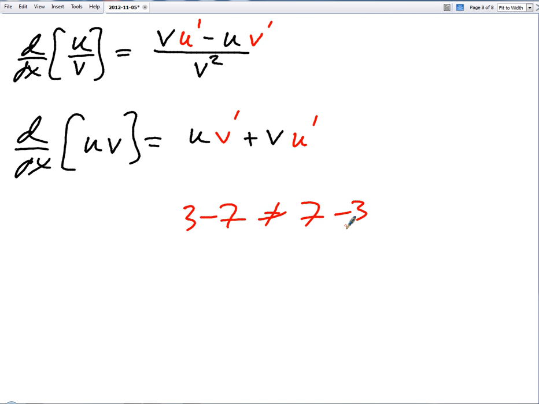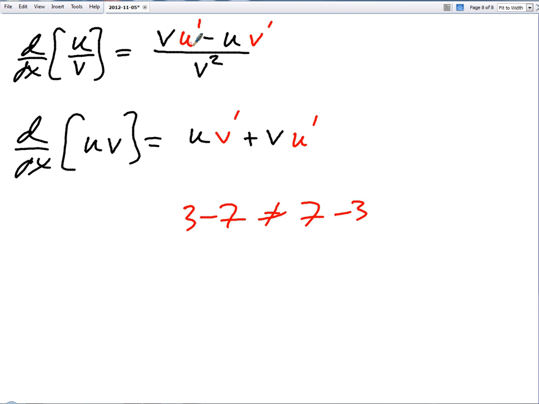Now, there's a couple ways you can think of this. You can think of it in terms of top and bottom. The derivative of a quotient equals, you start on the bottom. Think about that. Equals bottom times derivative of the top minus top times derivative of the bottom, over bottom squared. So you start on the bottom. V comes first.